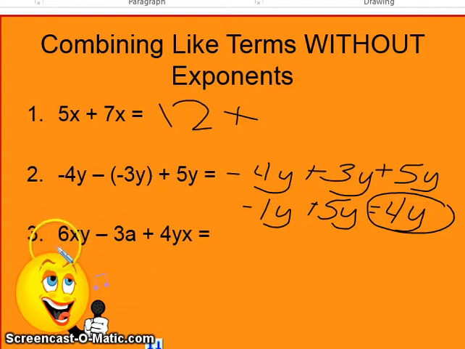These first and last terms are 6xy and 4yx. Now, the variables are not in the same order. This one x is first and this one y is first. But they are the exact same variables. And they are also being taken to the exact same power. X to the first, x to the first, y to the first, y to the first. So they are like terms. So I want to combine 6xy plus 4yx. 6 plus 4 is 10. And then it doesn't matter which order I put the variables in. I can say xy or yx. I like xy better because it's alphabetically correct. And then I also need to put in my minus 3a here.